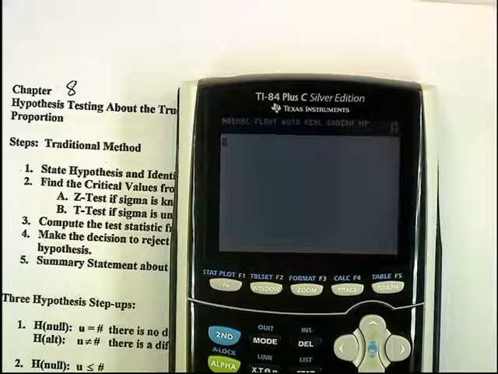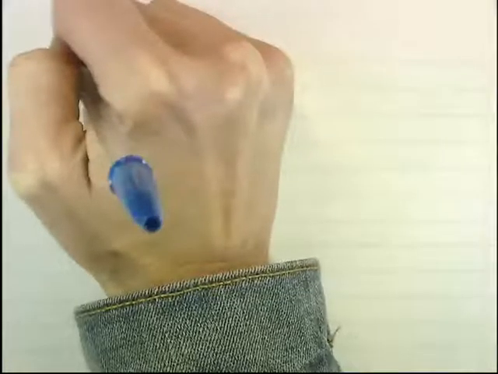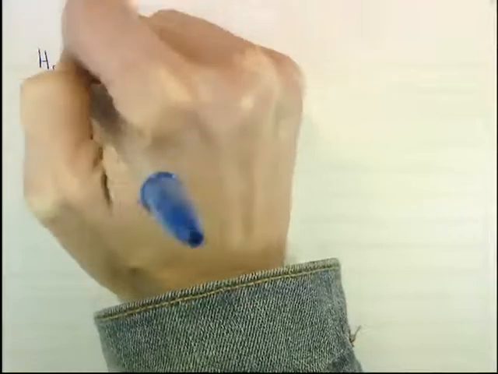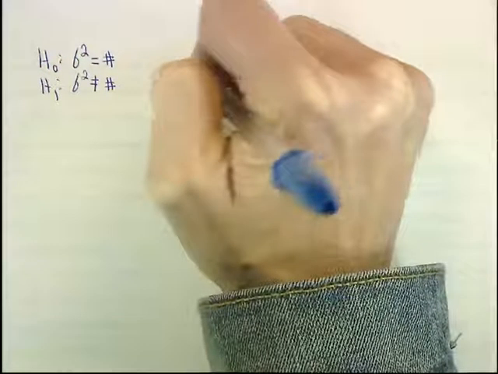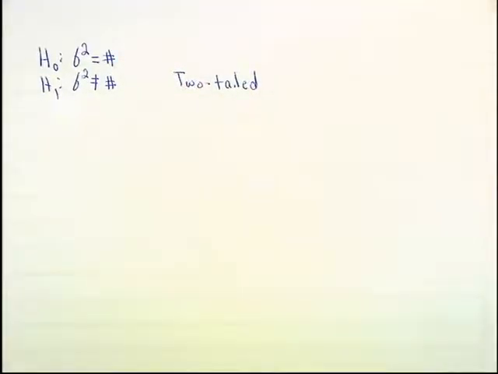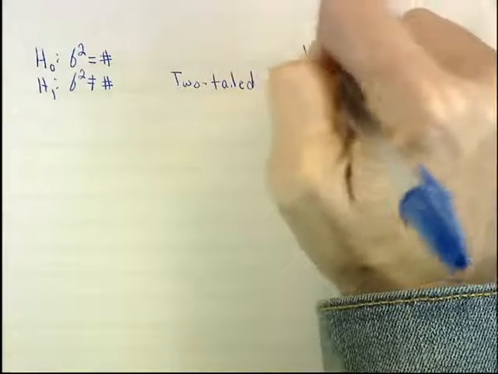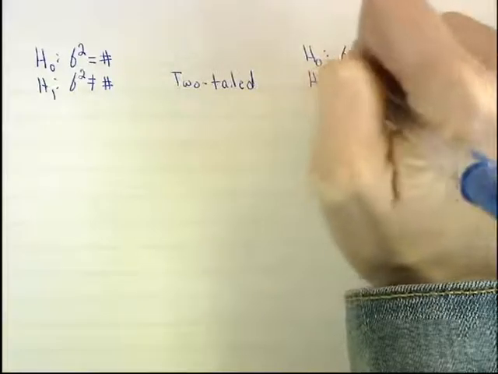Chi-square testing for true population variance and standard deviation will look like this. For true variance, the possible setups will be sigma squared equals a number versus sigma squared does not equal a number, and this is two-tailed chi-square testing. If you want to do true standard deviation, the setup for a two-tailed is sigma equals a number, sigma does not equal a number.